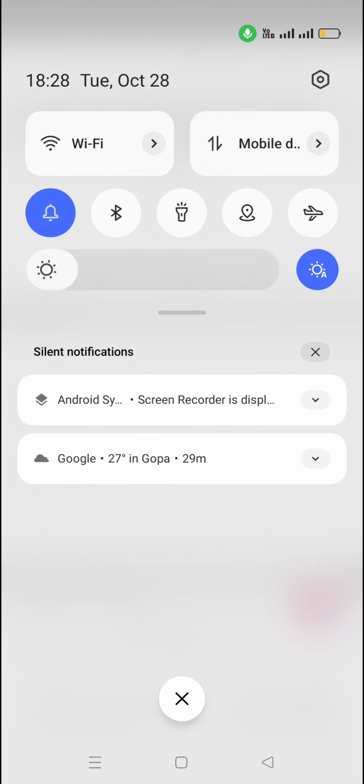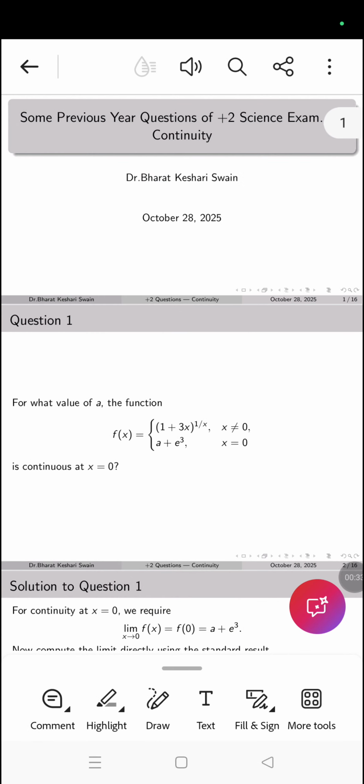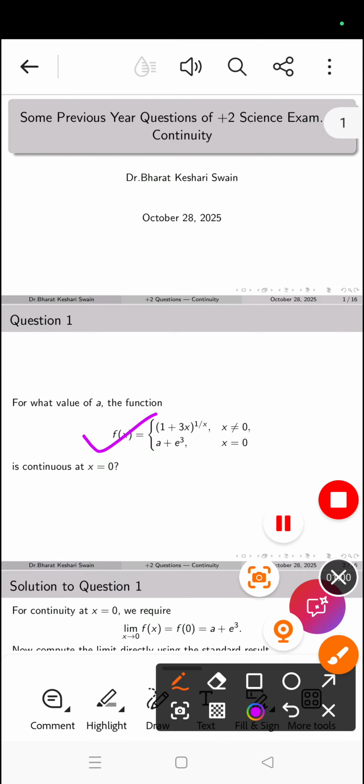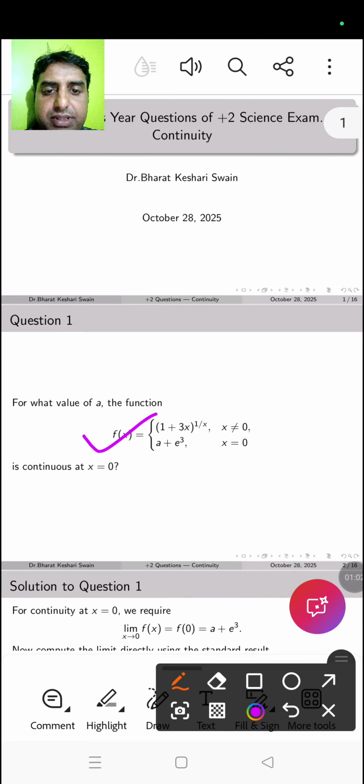Okay, so the first question is: for what value of a is the function f(x) = (1 + 3x)^(1/x) when x is not equal to 0, and a + e^3 at x equal to 0, continuous at x equal to 0?